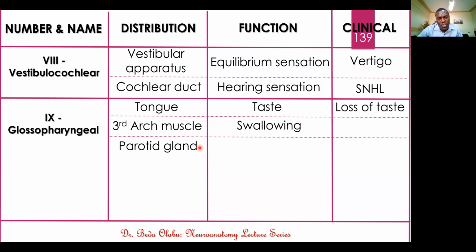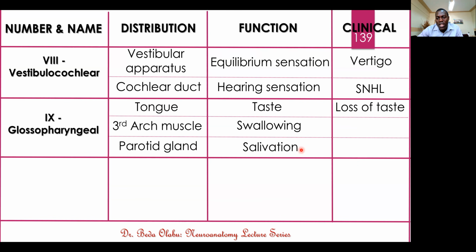Third distribution of the glossopharyngeal nerve is the parotid gland. The parotid gland is one of the salivary glands. The gland that's just anterior to your ears is what you call the parotid gland. Parotid gland usually helps us to produce watery saliva, so it's important for salivation. If you then injure the glossopharyngeal nerve, the branch that's going to the parotid gland, you'll definitely affect salivation. You'll have dryness of mouth. Drying of the mouth is what we call xerostomia.